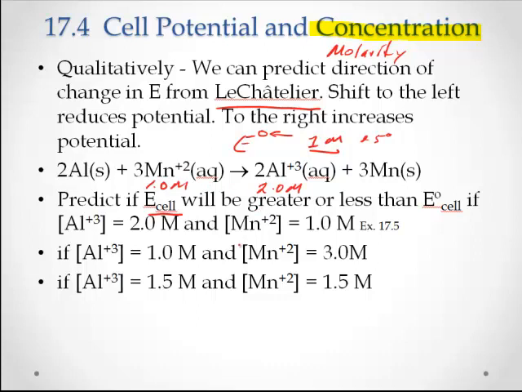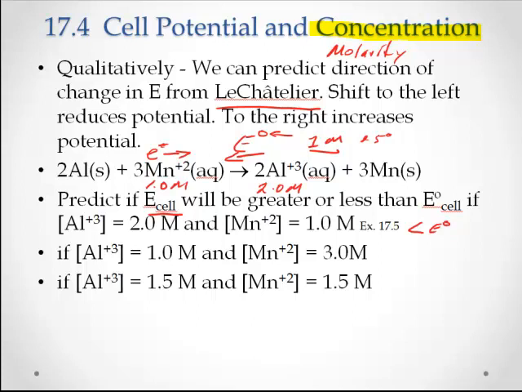Now, according to LeChâtelier's principle, which way would this reaction shift? Hopefully you would go like this. Well, it's going to shift this way because we've got more stuff there than we have there. So if we're shifting this way, and we think of electrons being produced that way, what would happen to the cell? Well, the idea is that under these conditions, it would be less than what you would get at standard conditions. Hopefully that makes sense.